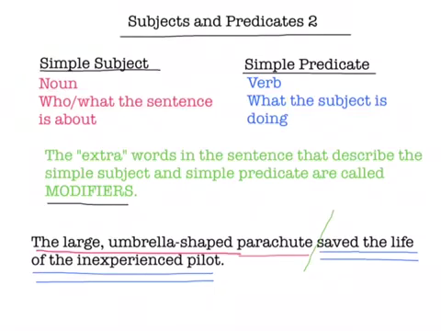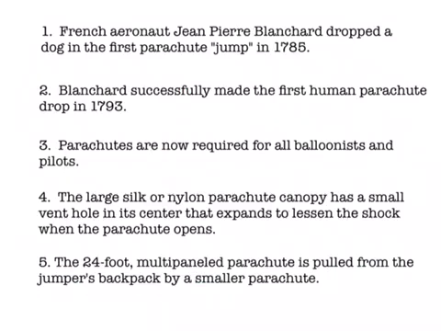Let's go ahead and do some examples. Okay, in these examples, we are going to be doing 3 things. We are going to underline 1 time the simple subject. We are going to underline 2 times the simple predicate. And then we are going to draw a slash separating the subject from the predicate to show the break in the sentence. Let's look at example 1. On your worksheet, this one was already done for you, but we'll still take a look anyway. French aeronaut Jean-Pierre Blanchard dropped a dog in the first parachute jump in 1785.